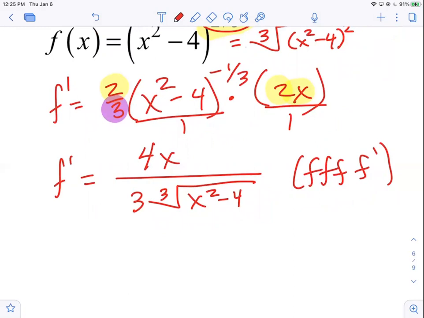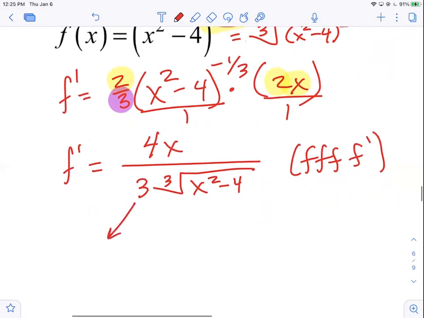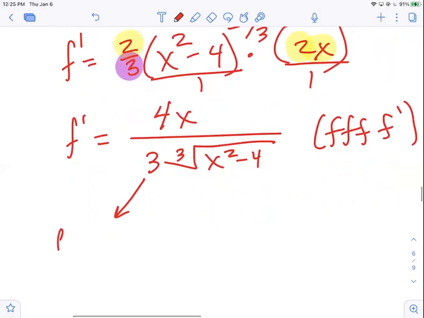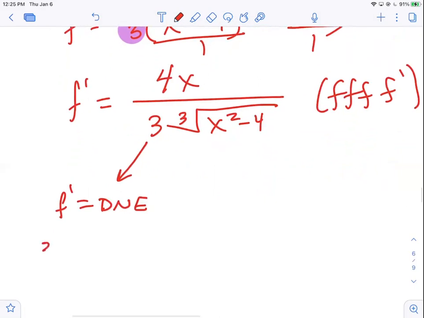Think about the undefined always first. The function originally, f, did not have a denominator with variables in it. All of a sudden the derivative does. Okay, and we kind of anticipated that. So what we're going to do now is we're going to use it twice. We're going to say f prime equals DNE, and that's going to happen when the denominator is 0. So we're going to set the denominator equal to 0.